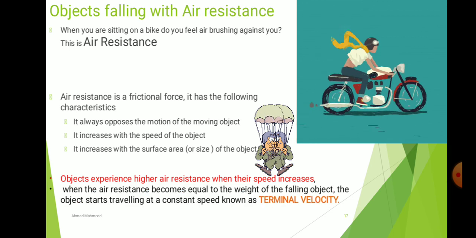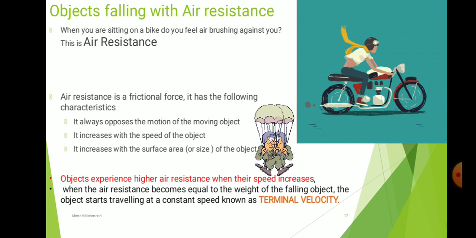Okay, as you are coming down and you open the parachute, the air resistance increases. Your speed is increasing, the air resistance is increasing. A point will reach when the upward air resistance will be equal to the downward weight of the person. At that particular instant, when the upward force becomes equal to the downward force, the resultant force is zero, and the body will move with zero acceleration.